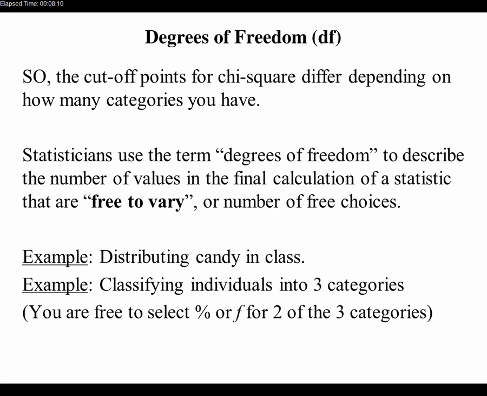Statisticians use the term degrees of freedom to describe the number of values in the final calculation of a statistic that are free to vary, or the number of free choices that you could have. Example, distributing candy in class. Another example, classifying individuals into 3 categories. You're free to select the percent of frequency for 2 of the 3 categories, but for the last category you only have 1 left. You don't have any more degree of freedom. Just for the first 2 categories do you have some degree of freedom. The last one, you've got 1 left.